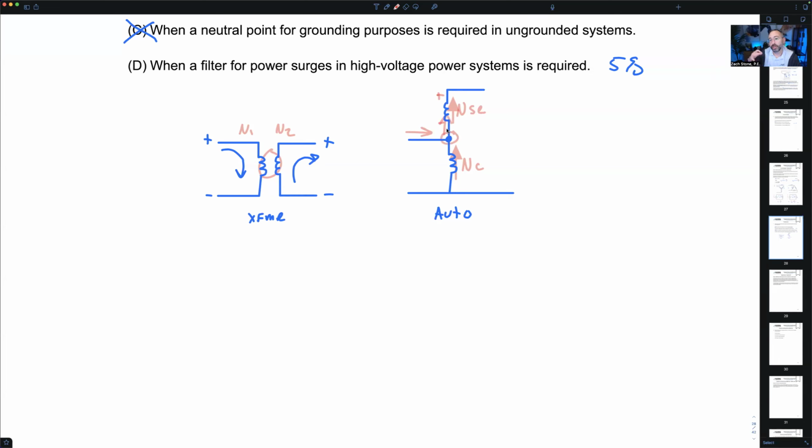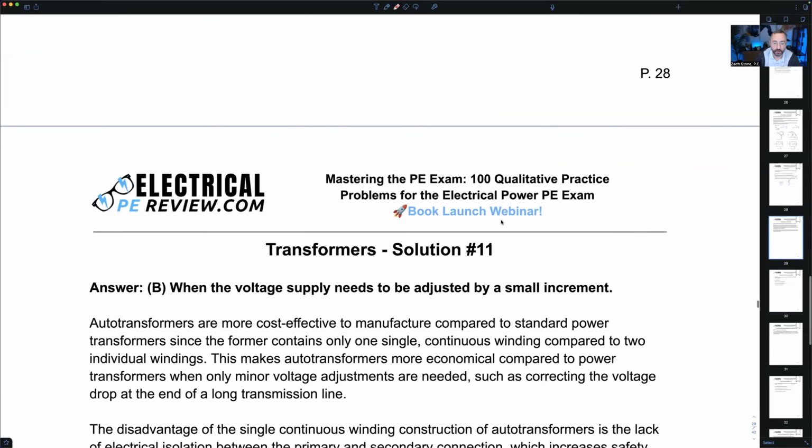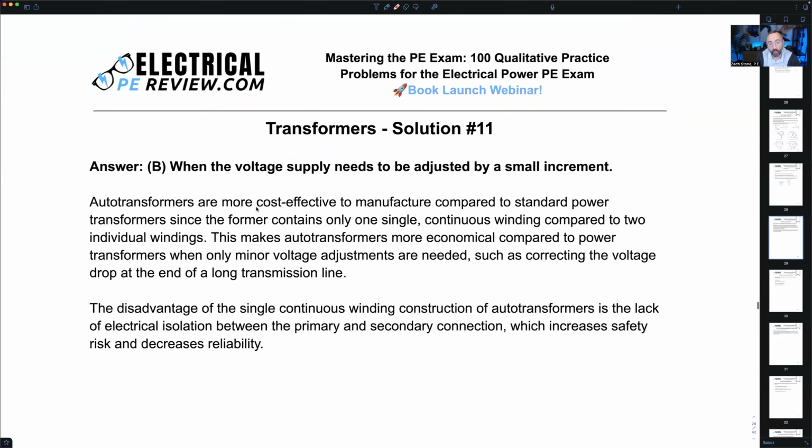It makes the auto transformers more efficient, right? Current can flow way better through a conductor than it can be induced through an air gap through flux. So you can build auto transformers smaller and they can be more efficient, which makes them way more cost effective compared to a standard power transformer. Because really in an auto transformer, I only have one winding that I'm essentially just center tapping. So they're cheaper.